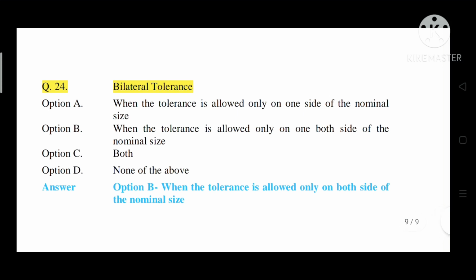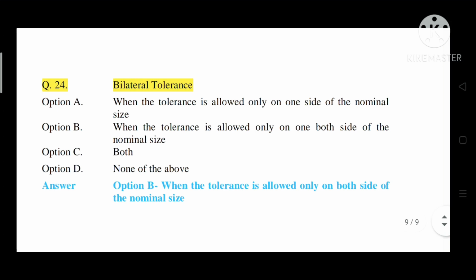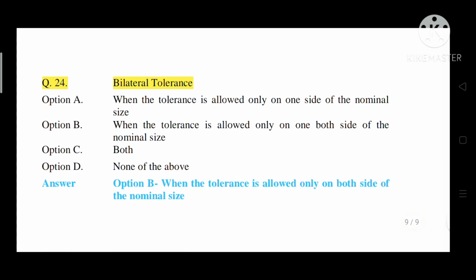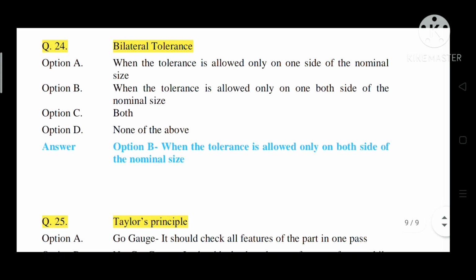Question number 24, what is bilateral tolerance? Options are option A, when the tolerance is allowed only on one side of the nominal size. Option B, when the tolerance is allowed on both sides of the nominal size. Option C, both. Option D, none of the above. So correct answer is option B, bilateral means on both sides. If the tolerance is provided on both sides of the nominal size, that is bilateral tolerance.